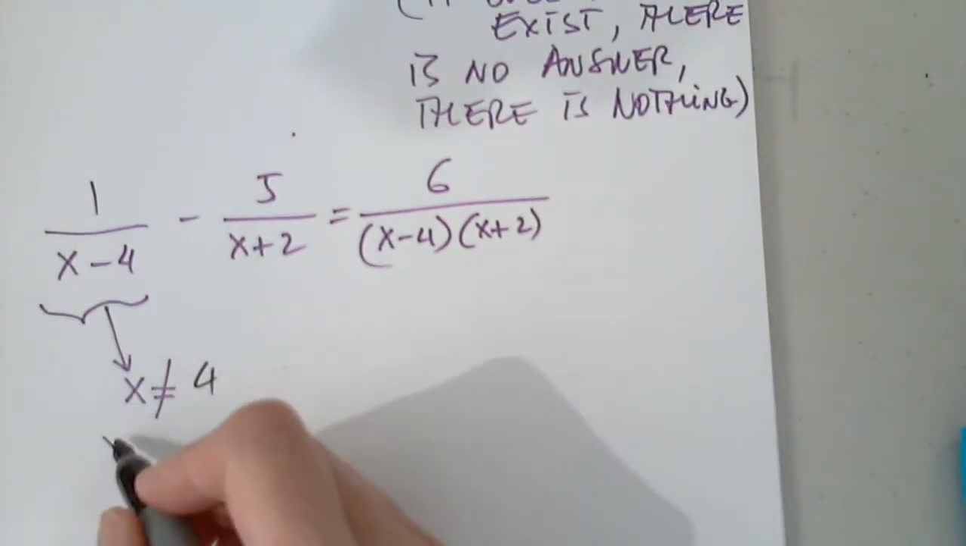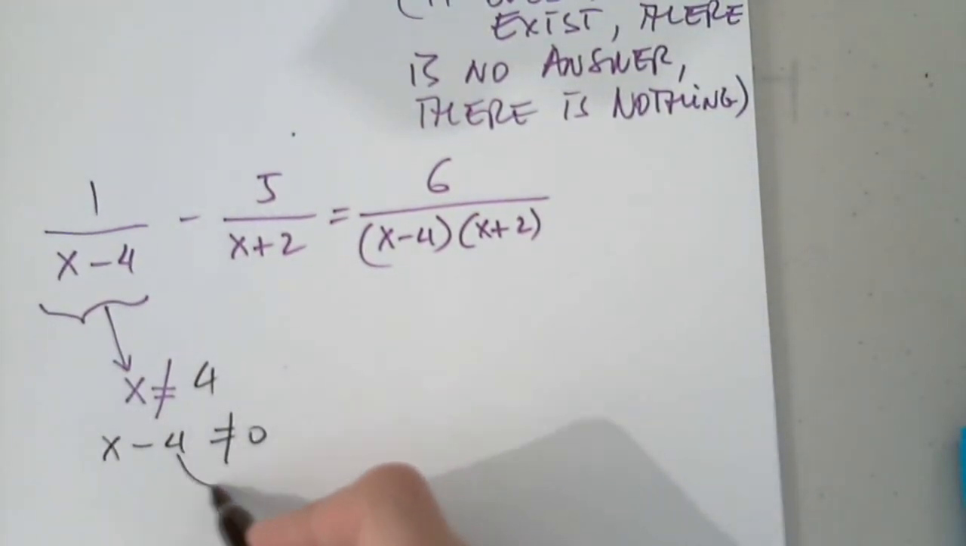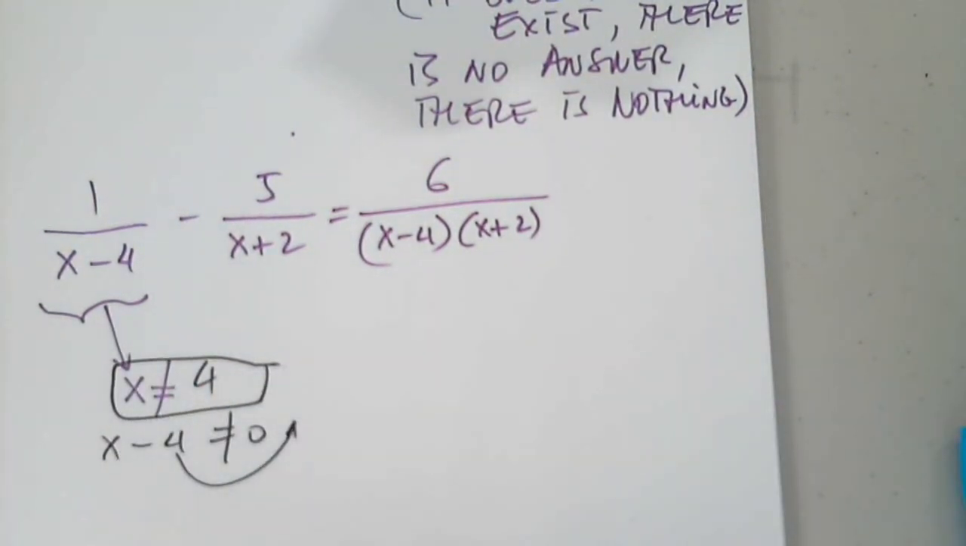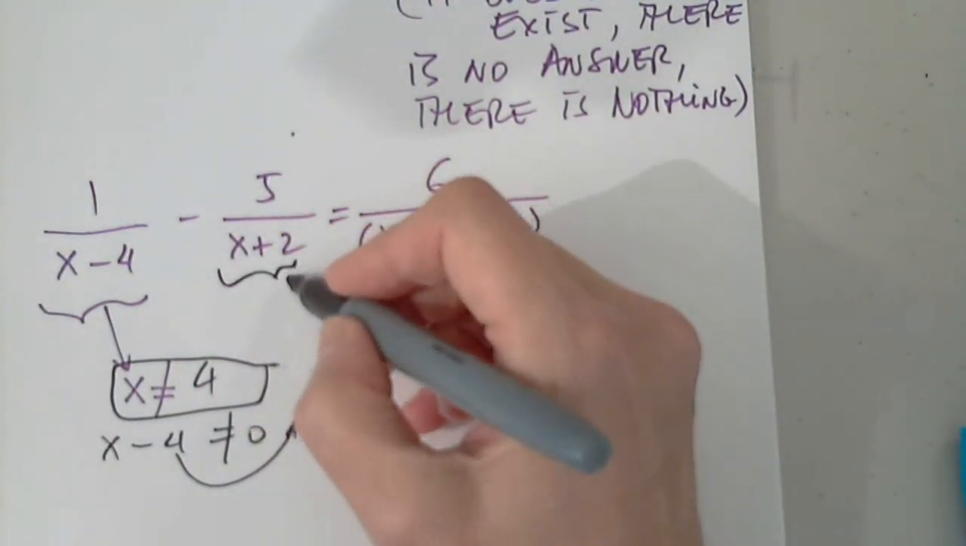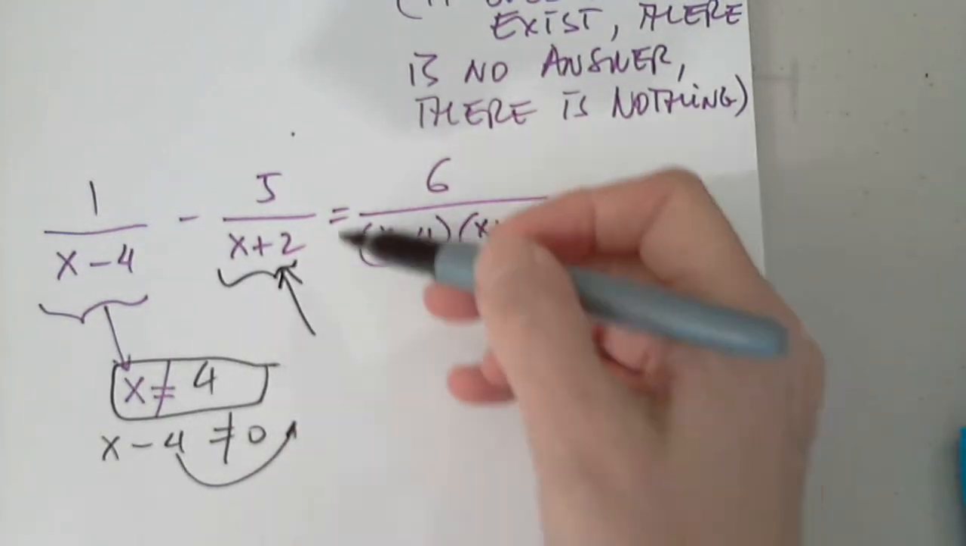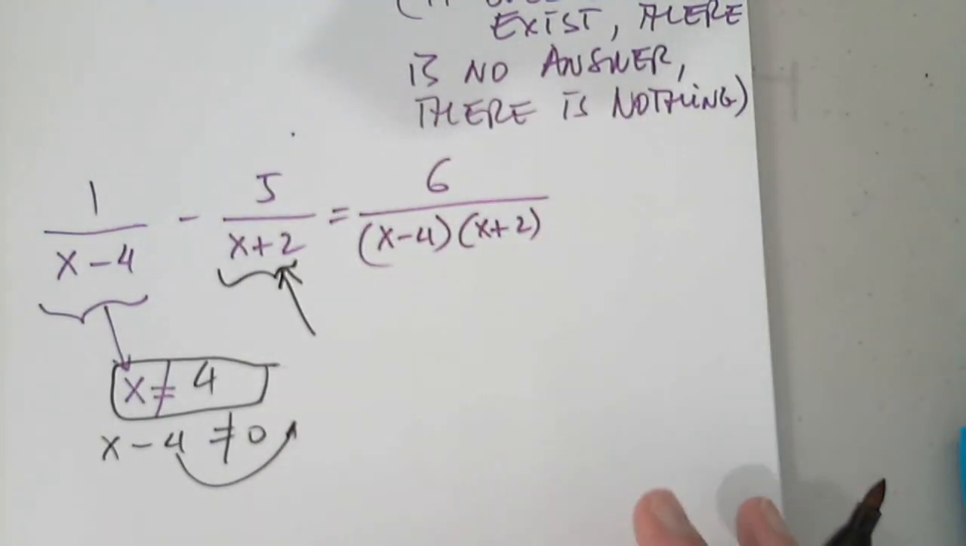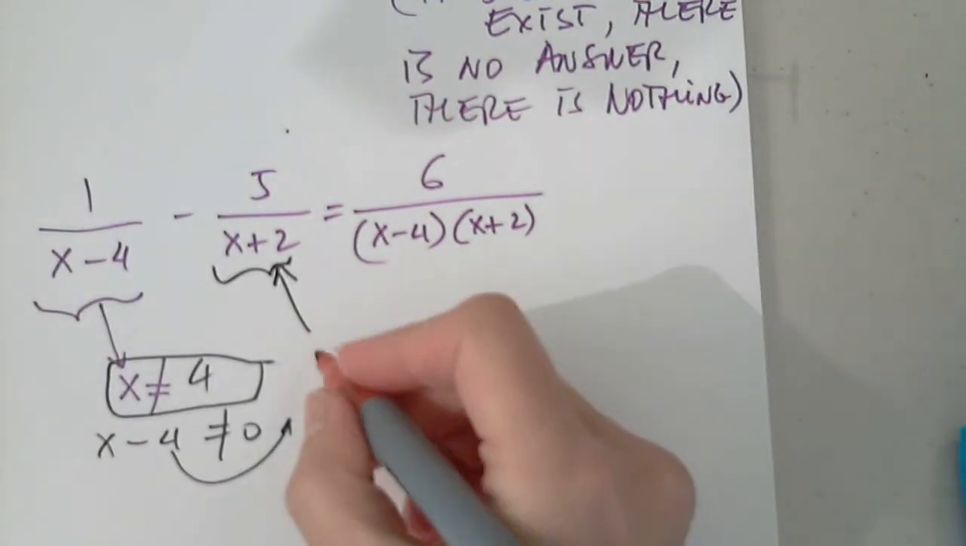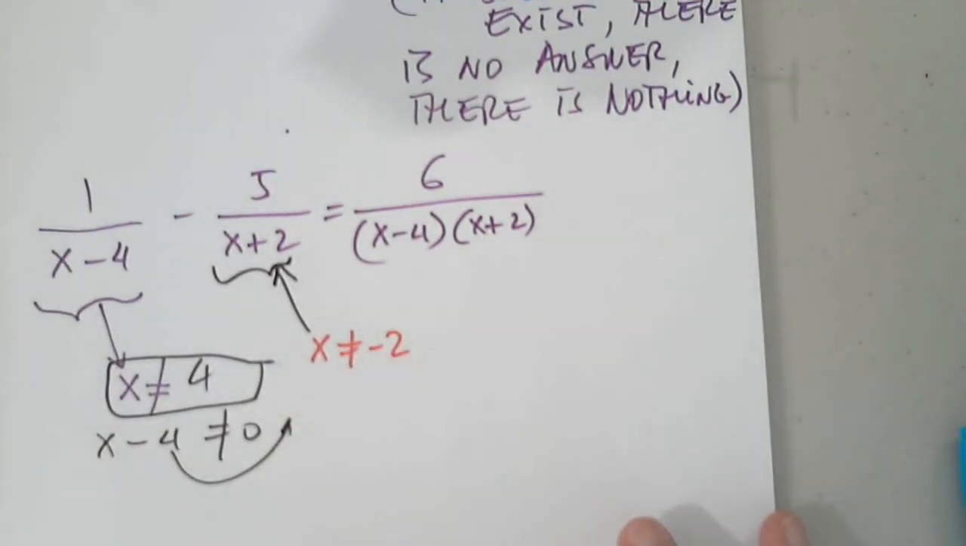So I will say that x minus 4 could never be 0. When I move 4 to the other side, I get this. What is the condition for this fraction to exist and not be undefined? -2. Excellent. So x cannot equal -2.